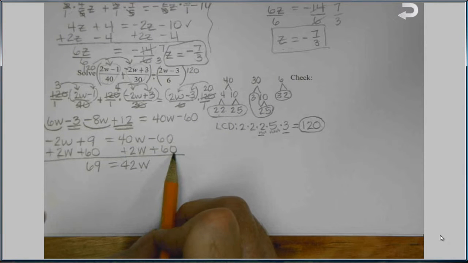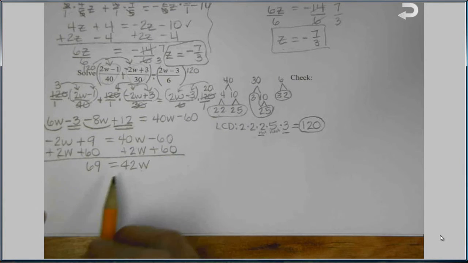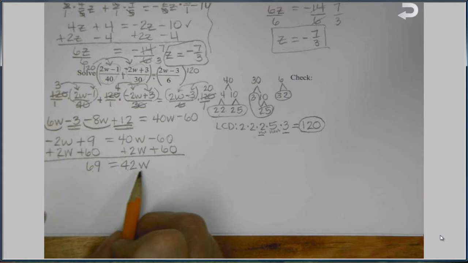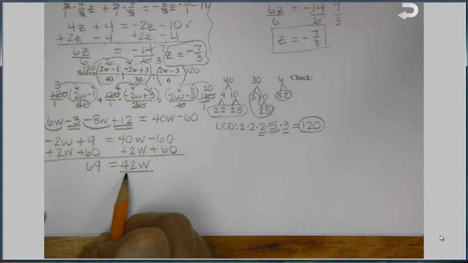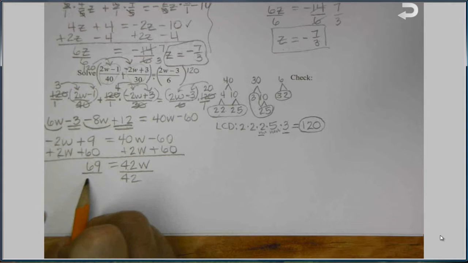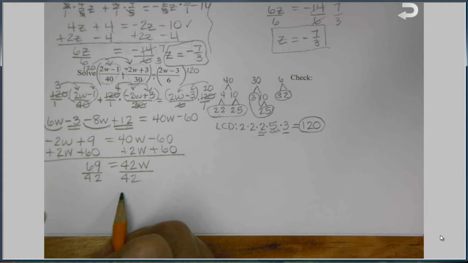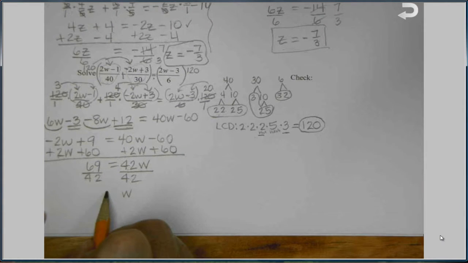Negative 60 plus 60 is 0. I'm left with 69 equals 42w. I want to divide both sides by 42. And w equals, I can see I can divide each of these by 3.